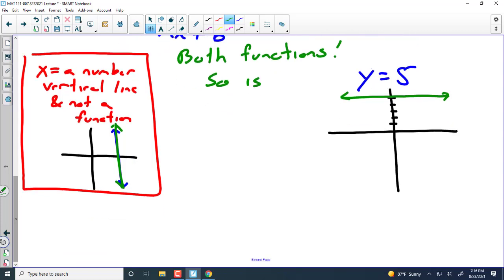Remember that. Is every single line ever a function? No. Is every line ever except a vertical line a function? You bet it is. Sorry, I got scared of the vertical line.